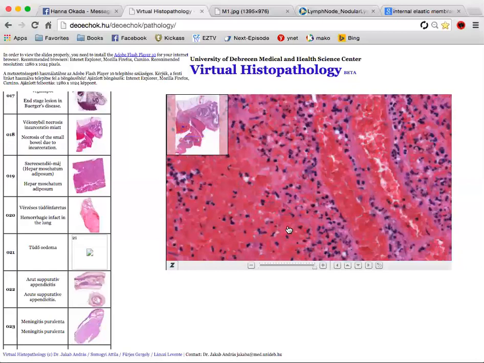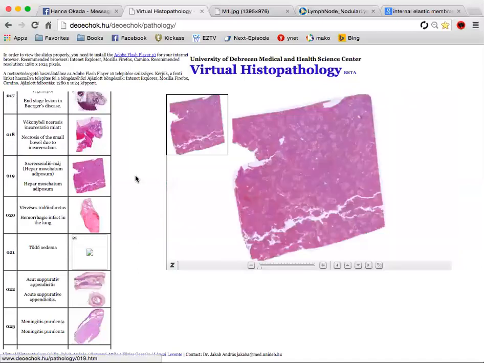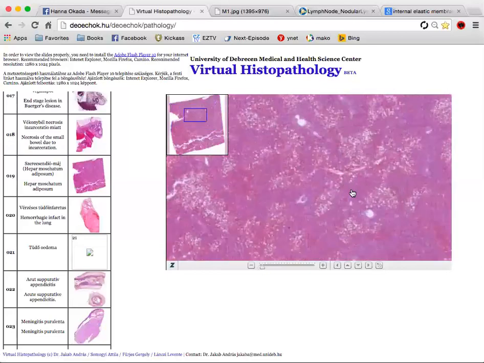Right? Okay. So next up, this is a nutmeg liver. And what a nutmeg liver means is there's this chronic liver congestion. And you can see it when there is a right-sided heart failure, for example. I'm going to move in. I'm going to show you what I mean.